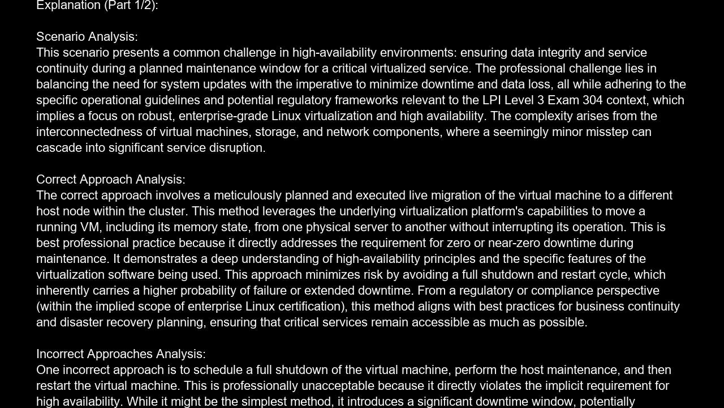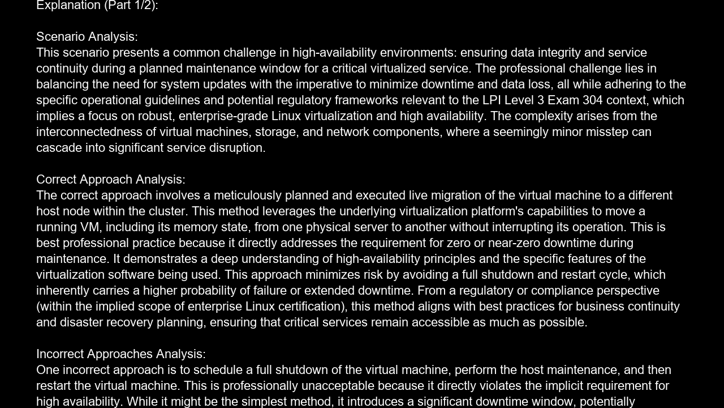while adhering to the specific operational guidelines and potential regulatory frameworks relevant to the LPI Level 3 Exam 300 for context, which implies a focus on robust, enterprise-grade Linux virtualization and high availability. The complexity arises from the interconnectedness of virtual machines, storage, and network components, where a seemingly minor misstep can cascade into significant service disruption. Correct approach analysis.